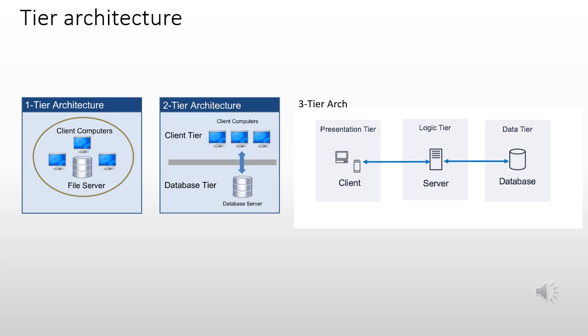Coming to the three-tier architecture, there is a presentation layer, which is a client, and then there is a logic layer, which is a server, and the data is persisted in a database server. The presentation layer is the one which is actually the client, and it connects to the server over the network, and the server connects to the database over the network again. So it's three tiers.